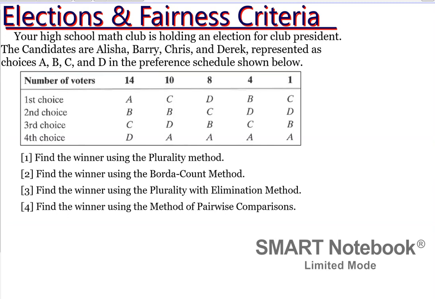Your high school math club is holding an election for club president. The candidates are Alicia, Barry, Chris, and Derek. They are represented as choices A, B, C, and D in the preference schedule shown below. So we're going to work this out 4 times, first by the plurality method, second by the Borda count method, third using the plurality with elimination method, and finally the method of pairwise comparisons.